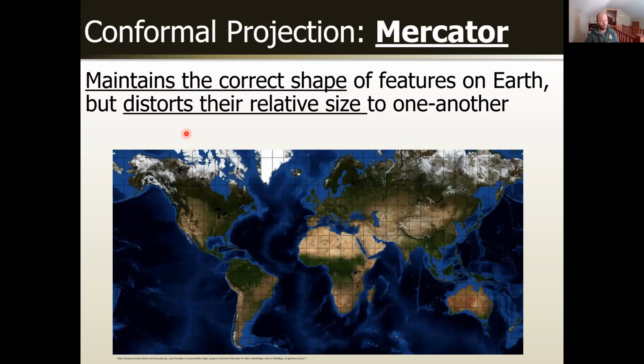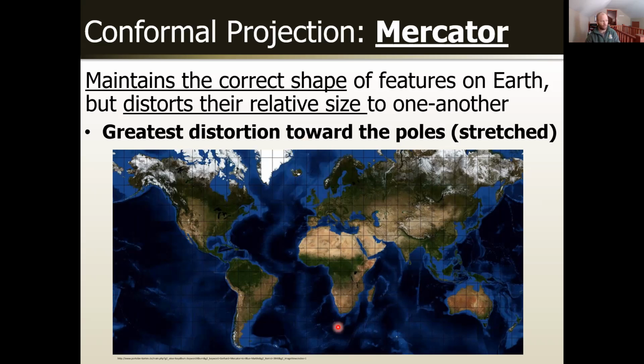maintains correct shape. So the shape of continental features and Earth features are preserved. However, it distorts their relative size. Like, this is not the actual relative size of Greenland compared to North America and the US here. And so that relative distortion of size is greatest as you move towards the poles. And because there's more landmass here towards the North Pole, there is more, at least observable or visible distortion. So here we go, Mercator, a very common projection.